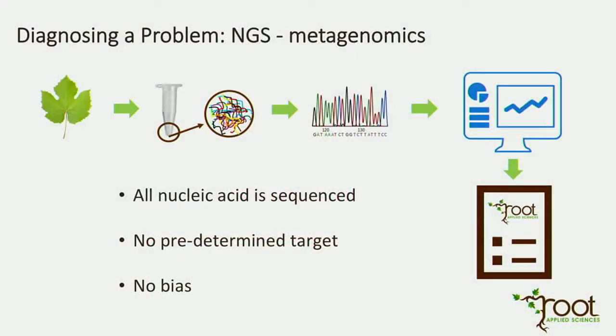So the next technique I'm going to talk to you about is next generation sequencing based. It's a metagenomics approach, and this is what we use at Root Applied Sciences. But I do want to point out there are next generation sequencing based methods that are not metagenomics based. They're amplicon based. So they use primers just like PCR and qPCR. Instead of just reading a positive or a negative, they sequence in between those primers, but they're still based on primers. What we're doing is metagenomics based.